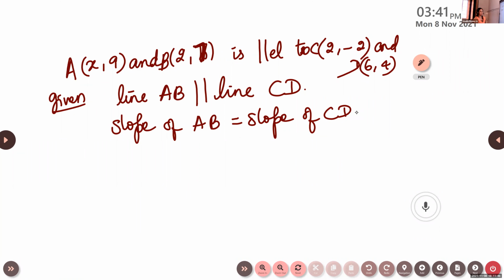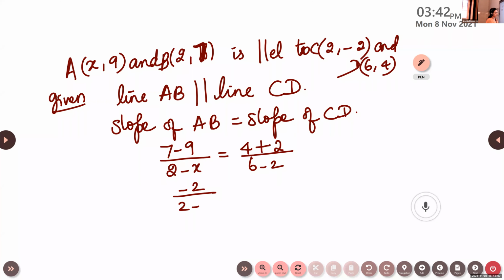How will you find the slope of AB? Change in y, 7 minus 9, by change in x, is equal to 4 minus of minus 2, so it will become 4 plus 2 by 6 minus 2. We will get negative 2 by 2 minus x is equal to 6 by 4. If you simplify this, this one will become 3 by 2. Find the value of x. When you cross multiply this, we'll get minus 4 is 6 minus 3x, isn't it? From here, what is the value of x?